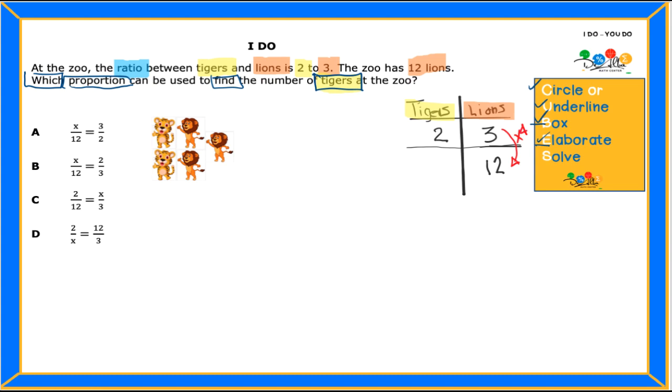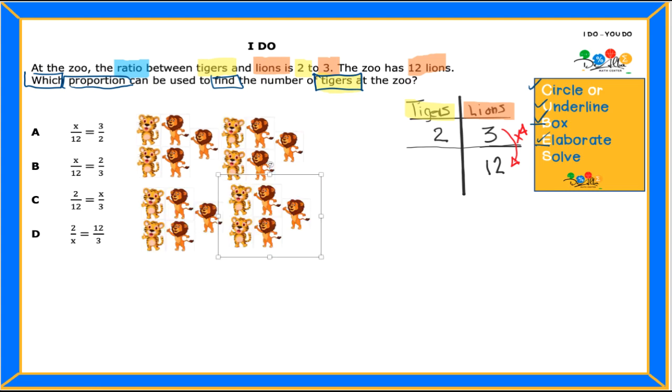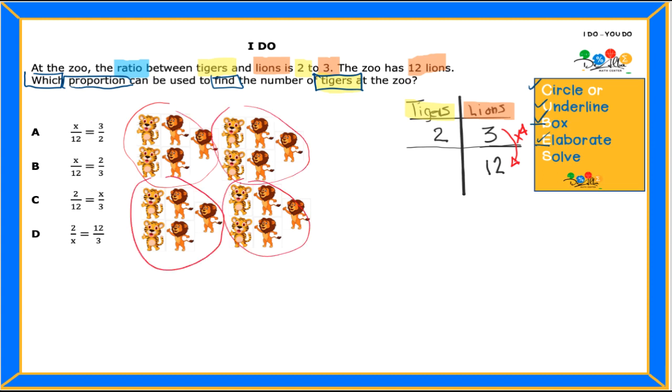Okay, now I'm going to bring you the picture, guys. So please let me show you the picture. Great. So you see, guys, now I'm having 12 lions in this picture. And look, how many times did I repeat the original group? This is 1 time, 2 times, 3 times, 4 times. Yes. So that's why multiplication works.